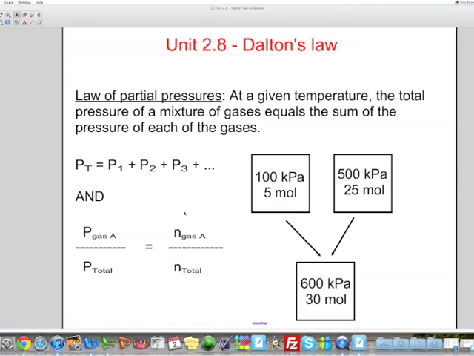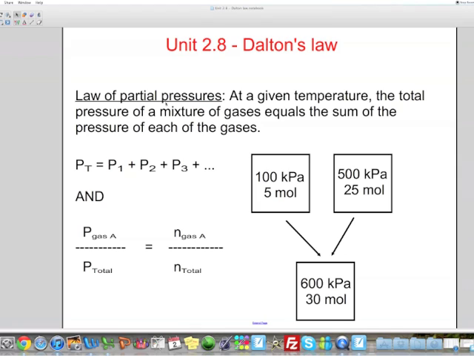The same way, there should be a relationship between the number of moles, which we have here. So since, as I showed you, there is a relationship between 5 out of 30 and 100 out of 600, we can take those ratios and come up with this law. So the pressure, what we call the partial pressure of gas A versus the total pressure of the mixture, should have the same proportion as the partial number of moles of gas A versus the total number of moles of gas in the container. So this ratio is equal to this ratio.